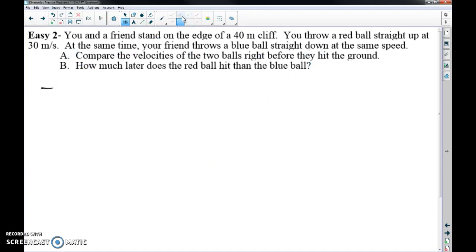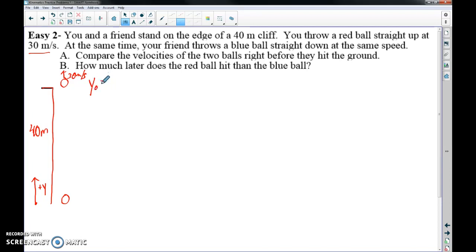So I'm going to model both of those balls, and we'll do the red ball first. We have a 40-meter cliff. The red ball is starting at the top, and my second point is at the bottom. I'm going to define my origin at the bottom, so the positive y direction is this direction. So this would be a y of 0, this would be a y of 40, and the red ball is thrown straight up at 30 meters per second.